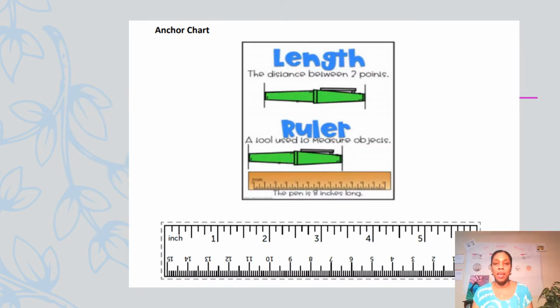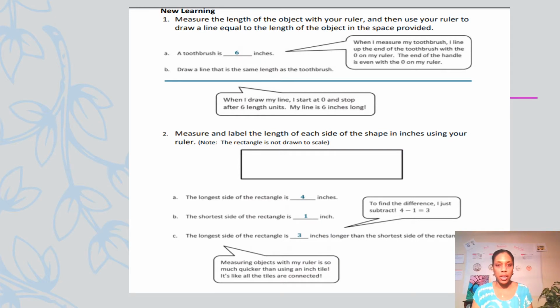Today we're going to be looking at measurement. You're going to use the ruler that you see on this slide in your packet. You have the same ruler. Cut it out because we're going to need it today. This anchor chart here helps us with our new learning. It helps us to understand how to measure in inches, how we can also look at the difference between the longest side and the shortest side.